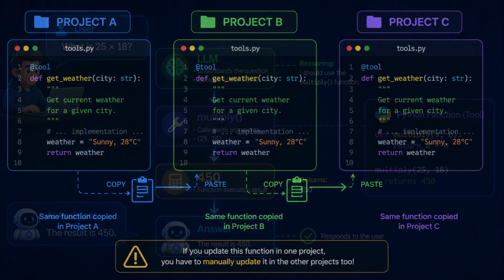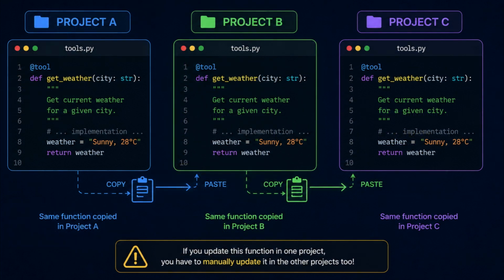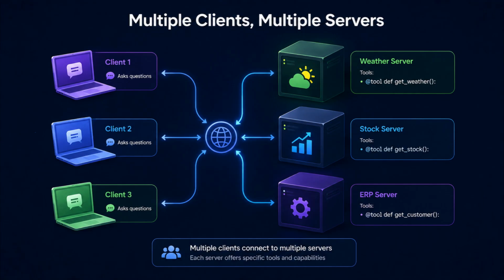Now imagine you build multiple AI applications. Every project needs its own copy of the same tools. If you update one tool, you'll have to update every application. That's where the limitations of local tools become apparent. Instead of embedding tools inside every application, what if we could host them on a dedicated server?